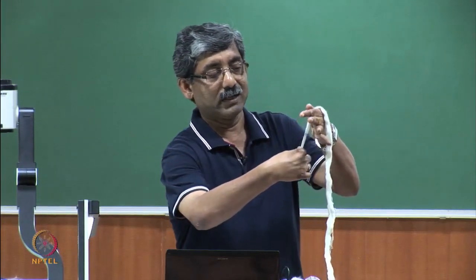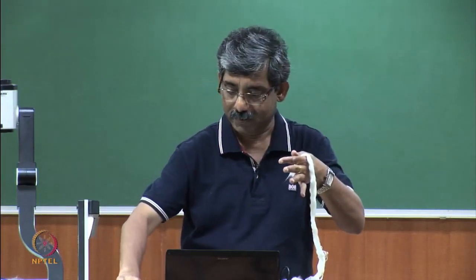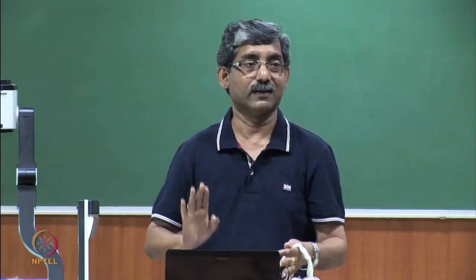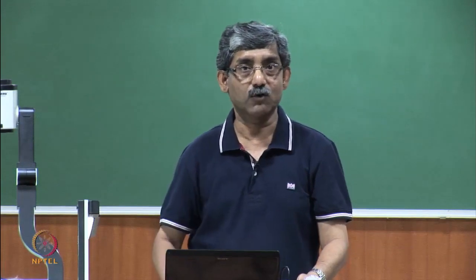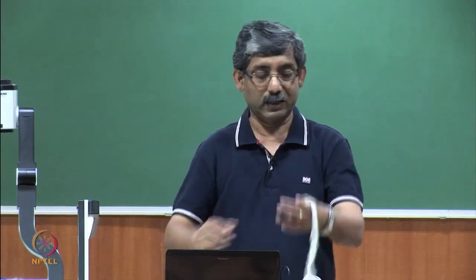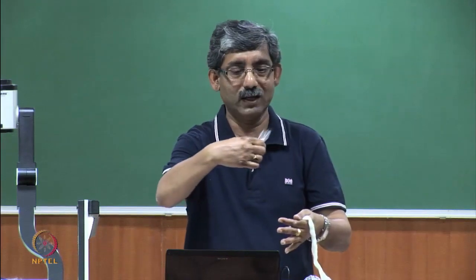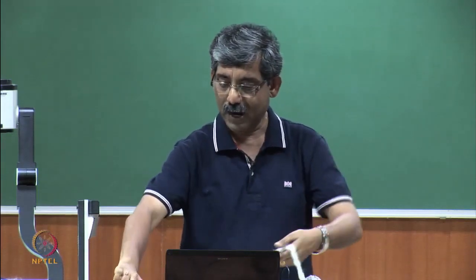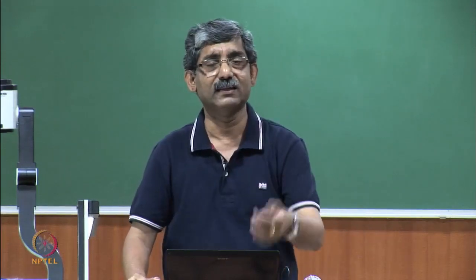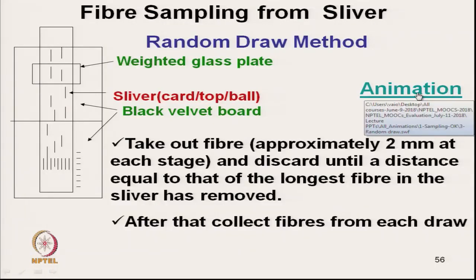From there, we will keep on removing fiber and keeping it for testing. This is called the random draw method. We collect the fibers from each draw. Every removal is called one draw, and we keep these fibers, which will be used for different testing like length and diameter. Now, let us see the animation here.